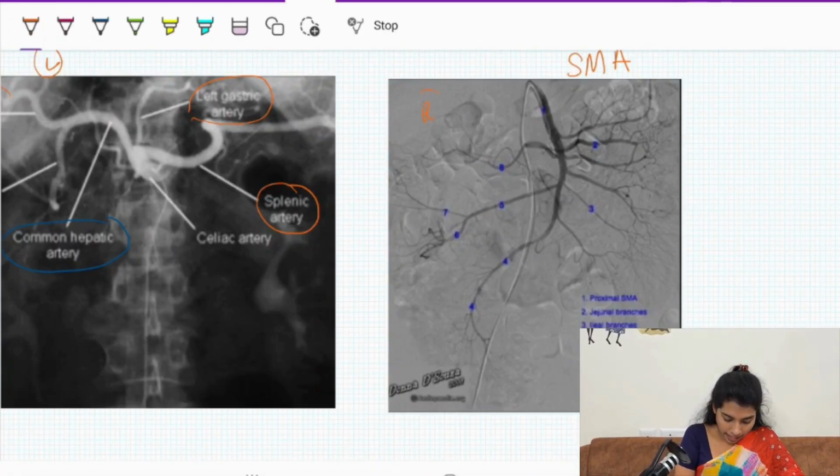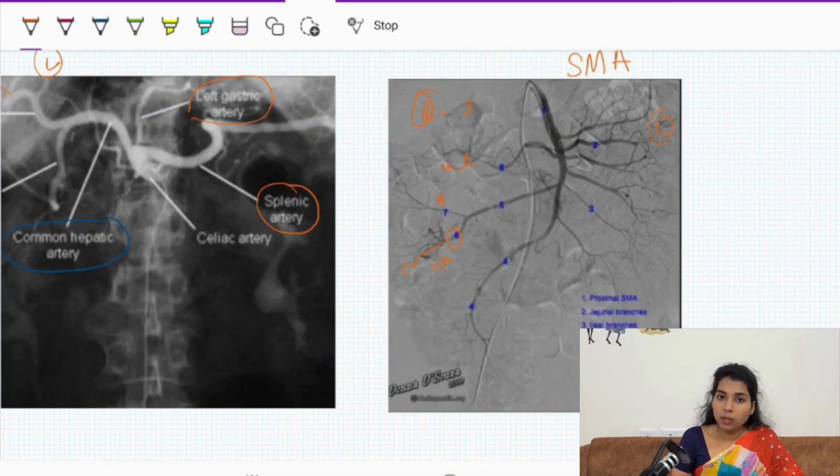On the right side, we have three branches. The first branch is the middle colic artery. The next one is a common trunk of the right colic artery and the ileocolic artery. So this is the right colic artery. This is the ileocolic artery, this one. And then this ileocolic artery gives off a branch, that is the appendiceal artery. And the third one is a continuation of the superior mesenteric artery itself. And towards the left side, we have two branches, that is, we have jejunal as well as ileal branches.